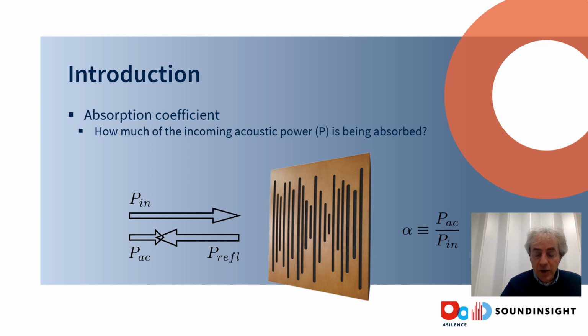So for instance, if I have 10 watts of acoustic power impinging on an absorber and I have 8 watts of power being reflected, then the net result would be 2 watts and your absorption coefficient would be 2 over 10, which is 0.2.